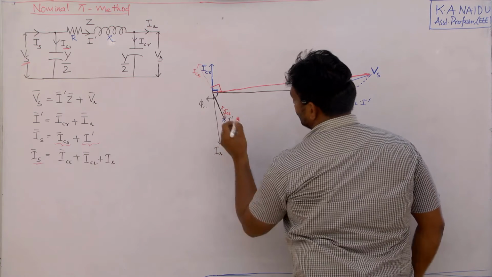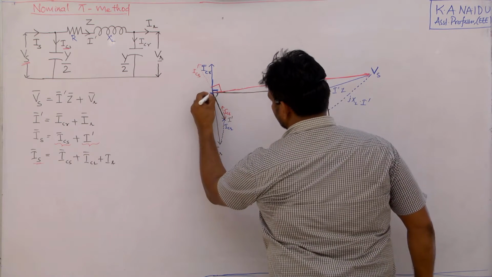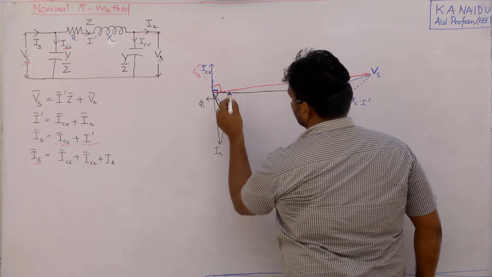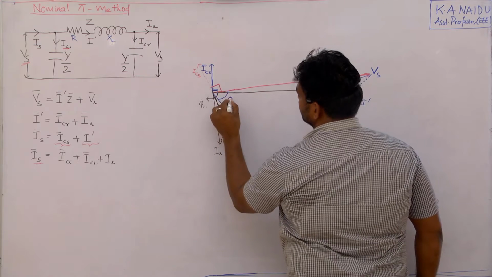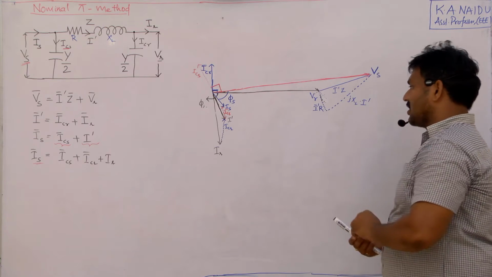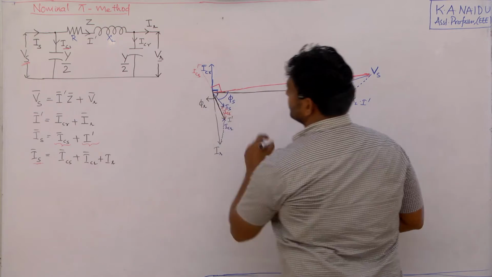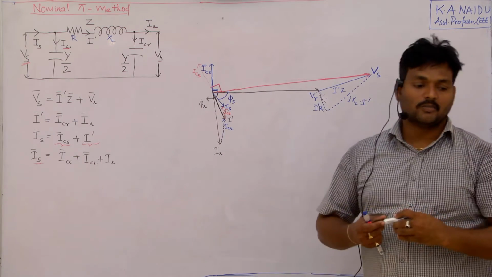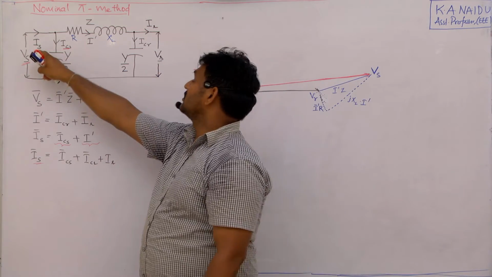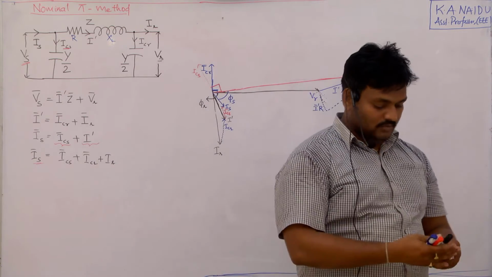So you add that current ICS to I dash, the resultant current will be Is. This is the current Is. The angle between Vs and Is is called sending end power factor phi s. So this is the phasor diagram for the given circuit. Okay. Now let us do the analysis. We have to find out what is Vs and Is in terms of VR and IR. So let us proceed with these equations.